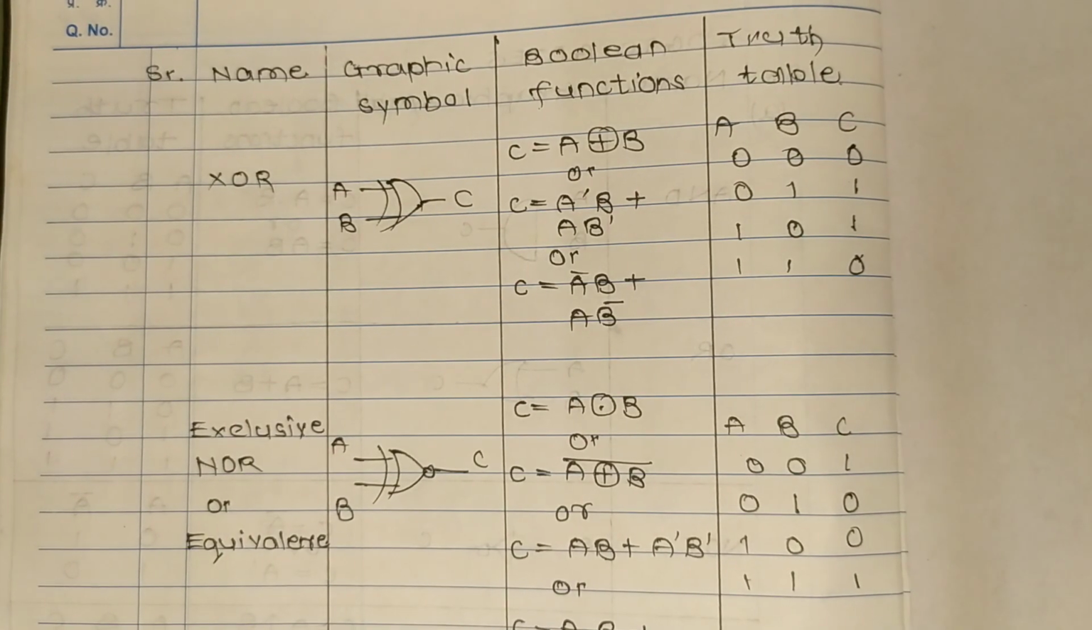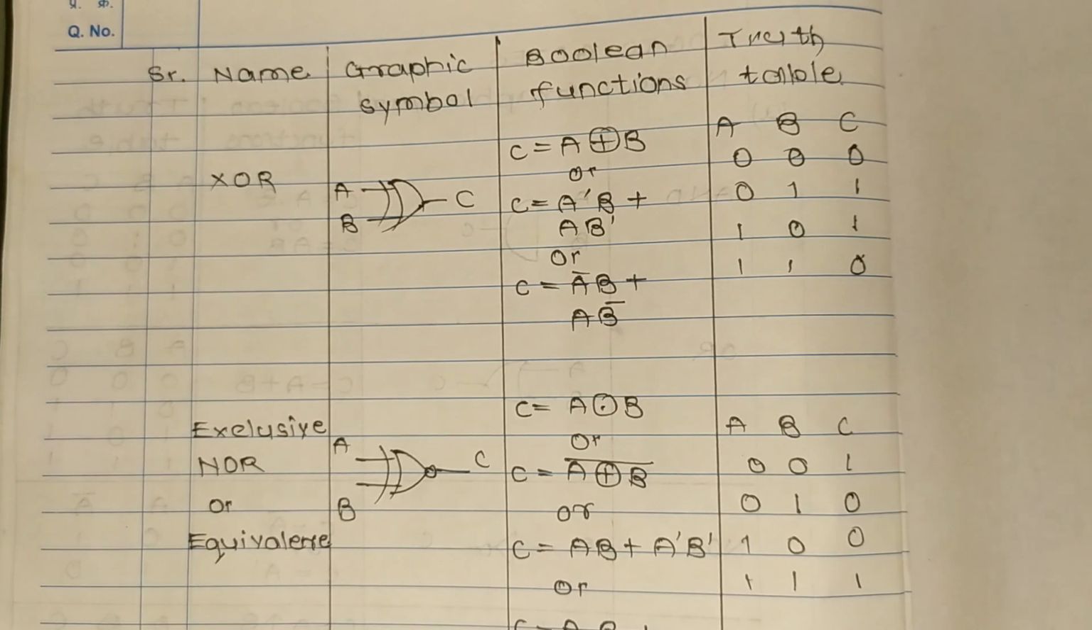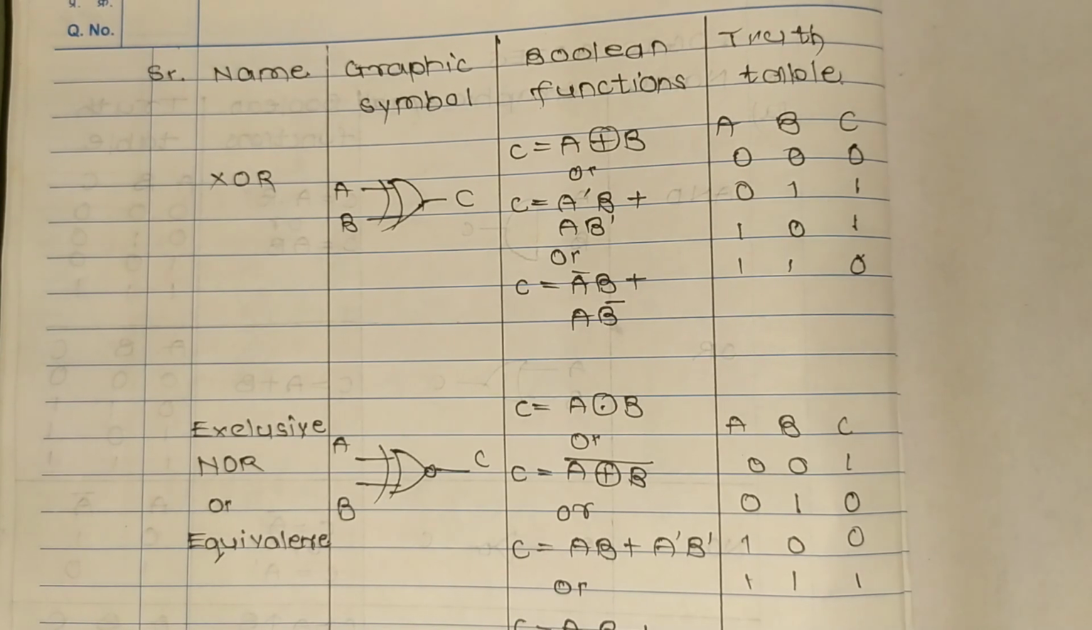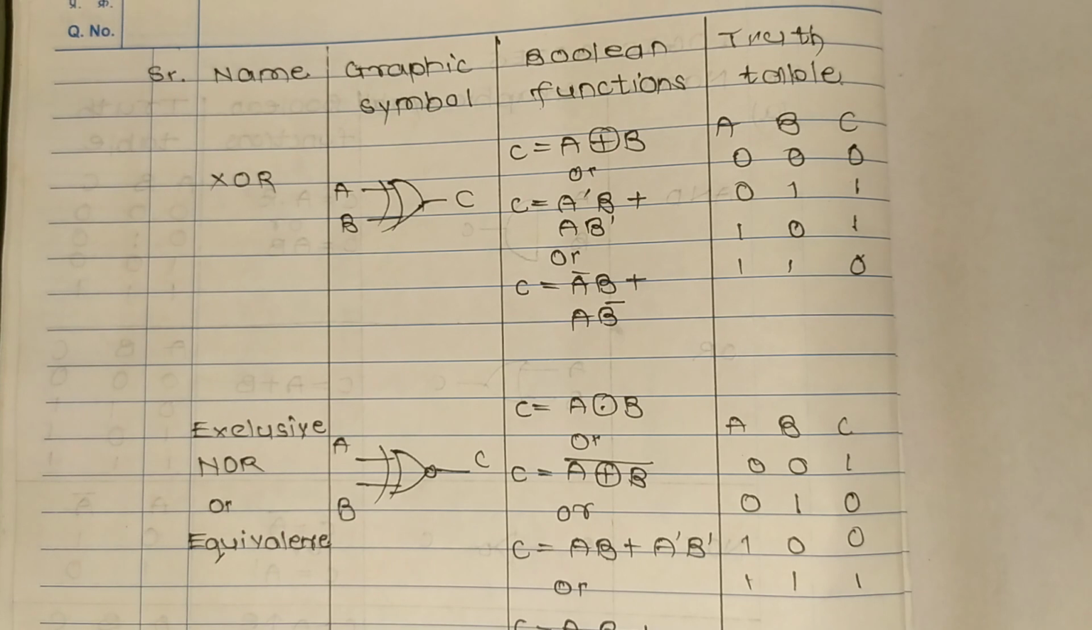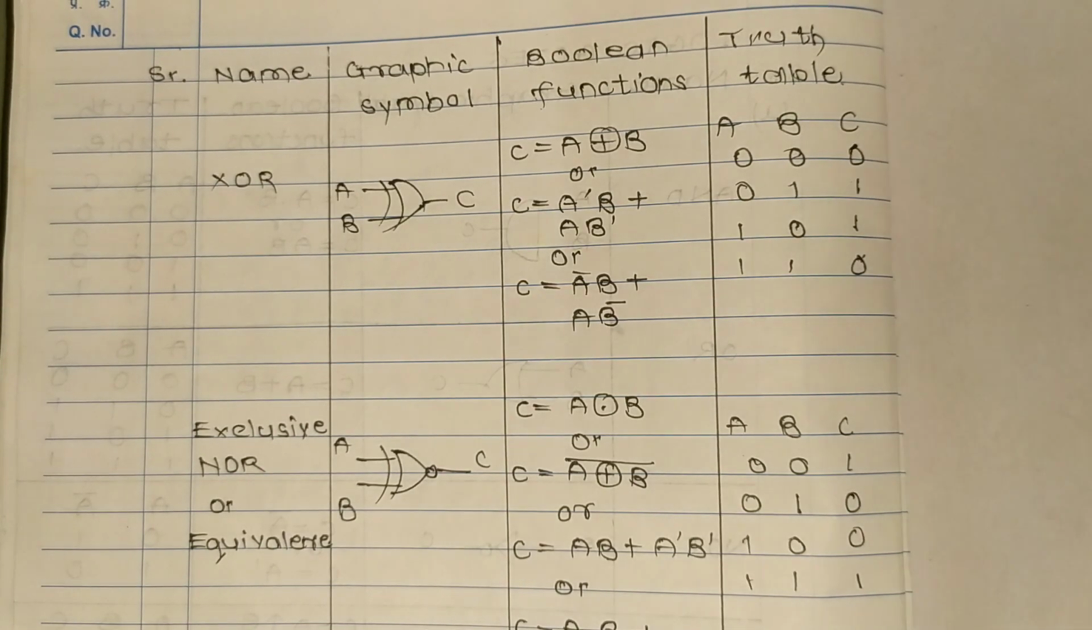Name of gate is XOR. Graphic symbol is as follows. Now boolean function is a in circle plus b, or c is equal to a dash b plus a b dash, or c is equal to a complement b plus a b complement. Truth table is a, b, c: 0 0 0, 0 1 1, 1 0 1, and 1 1 0.